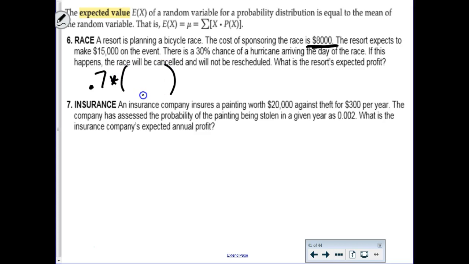And how much money will the resort make? How much profit will they make? 70% likelihood. Yes, it's actually $7,000. Where'd that number come from? Yes, they're going to make $15,000, but they had to pay $8,000 to put the race on, like buy all the stuff and hire the people, get contracts going.